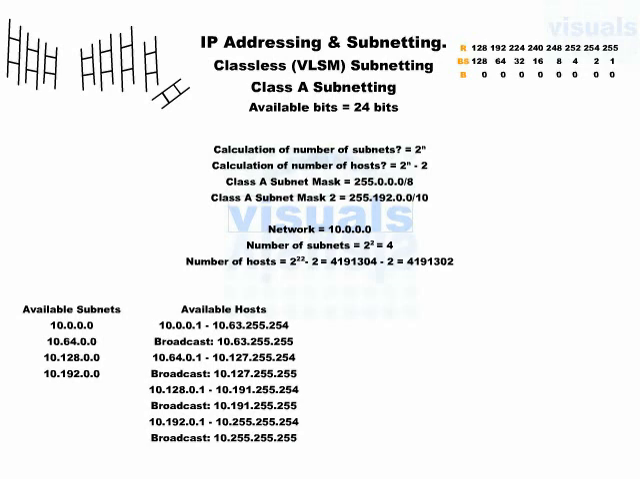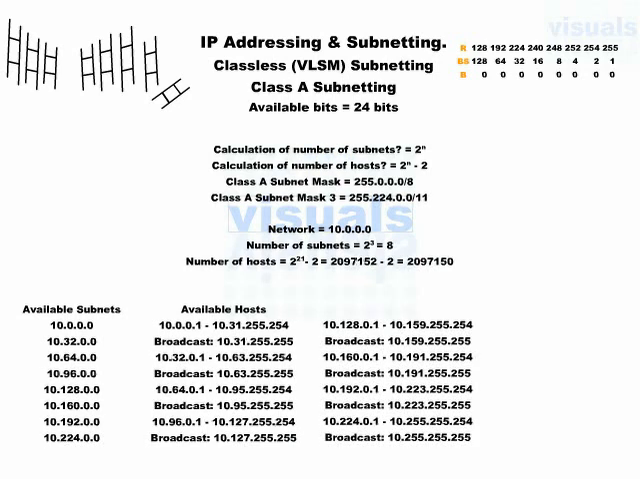Here I'm going to apply 3 bits for subnetworks. So we are getting 8 subnets by using 3 bits. 3 bits provide us the difference of 32. By using the difference of 32 on this network, it is giving me 8 subnets. You can see here 8 subnets.